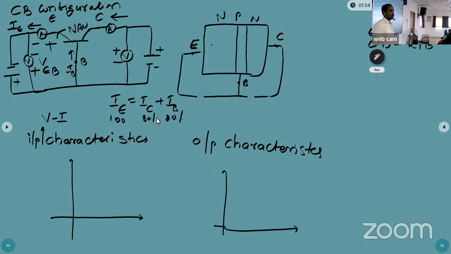Now we need to draw the input characteristics. This is the input circuit and the output circuit. If you want to draw the input characteristics, you keep the output parameters constant. What are the output parameters? Collector base voltage and collector current. So of the collector base voltage and collector current, which parameter is changing the input characteristics?